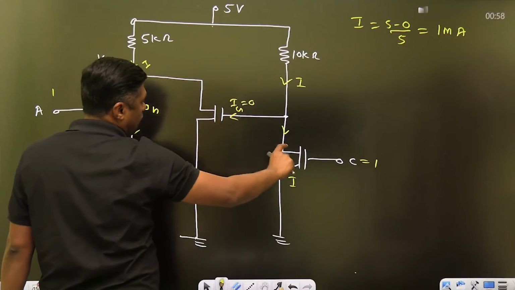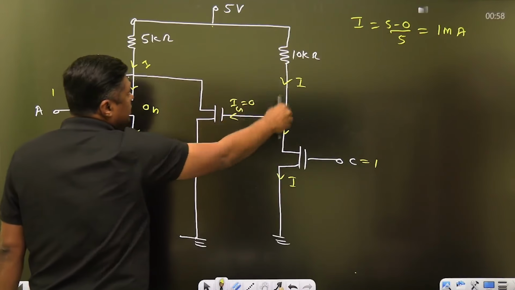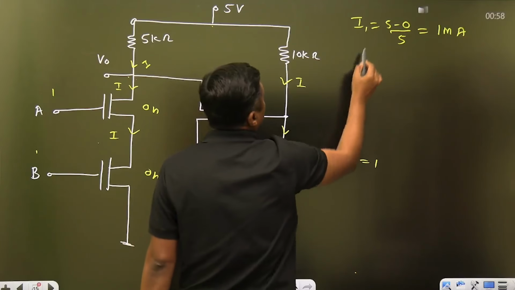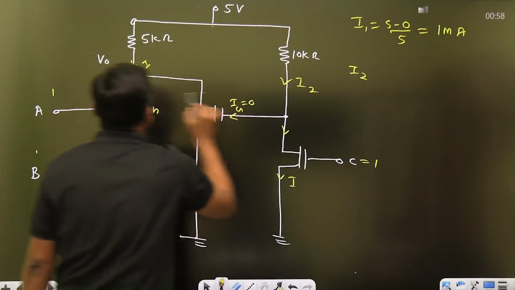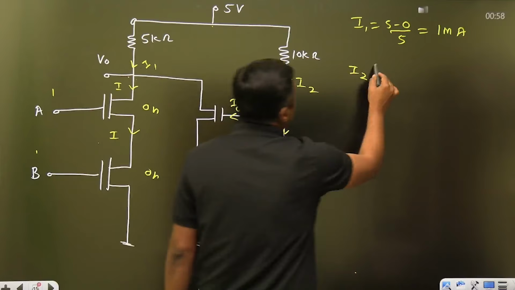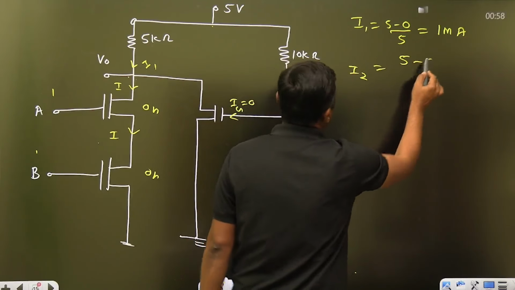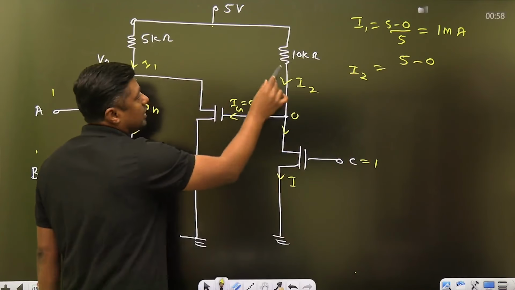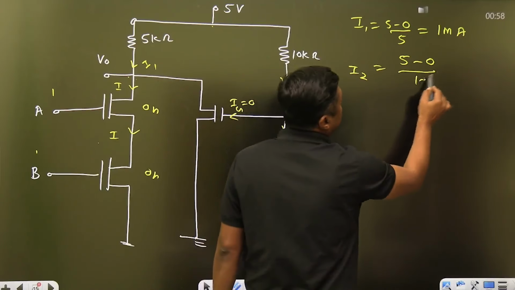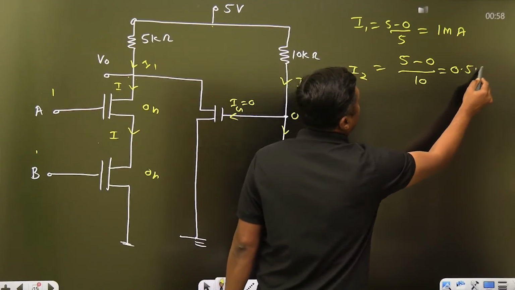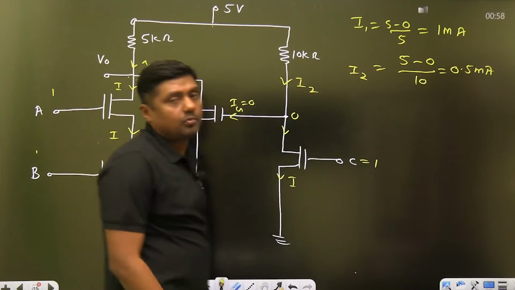when this is on, what is the current through this path? This is the I1. So what is the I2? I2 is equal to 5 minus 0, when it is on, it will become 0 upon 10. 0.5 milliampere, guys. 0.5 milliampere.